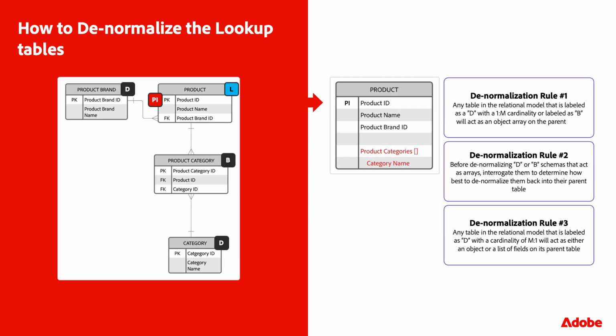You can follow denormalization rule number 3, which means the product brand fields just show up as fields on the product table. Therefore, when you are done, you have a product table with denormalized values of product brand name and an array of product categories with category name.